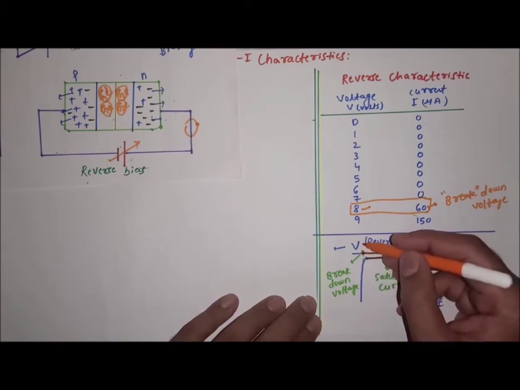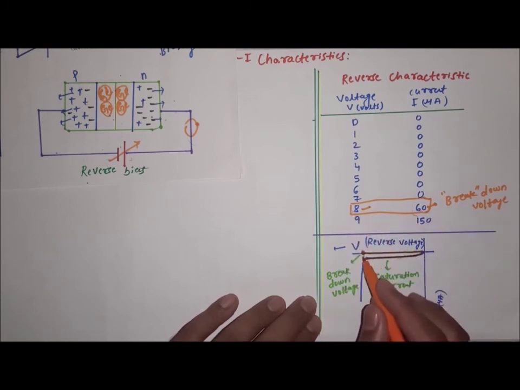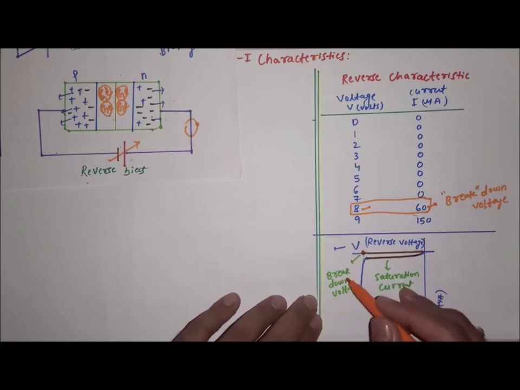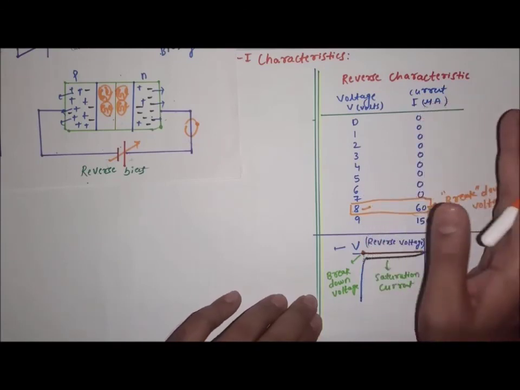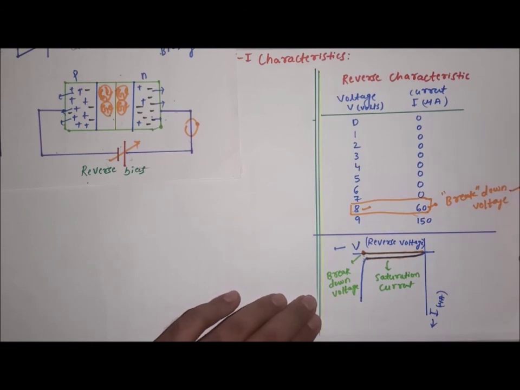But once you reach a voltage, that is 8 volt, right, after that the current suddenly increases, and the voltage at which current increases suddenly in reverse bias is called the breakdown voltage. So remember what breakdown voltage is in the reverse characteristic. This is the reverse characteristic. So we have studied three terms. One is breakdown voltage, and we studied cut-in voltage in the forward characteristic, and saturation current. It is also called reverse saturation current.